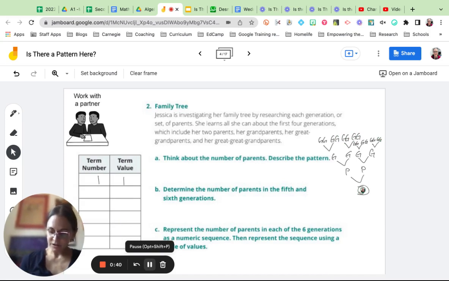So here's her. The next row has her parents. The next row has her grandparents. And then up here are her great grandparents. Of course, she has great great grandparents and great great great great grandparents and so on. What we want to think about is the number of parents in each generation. So I'm going to pause the video and let you work with a partner to complete this table and to describe what's going on as we go up Jessica's family tree and look at each generation's parents.